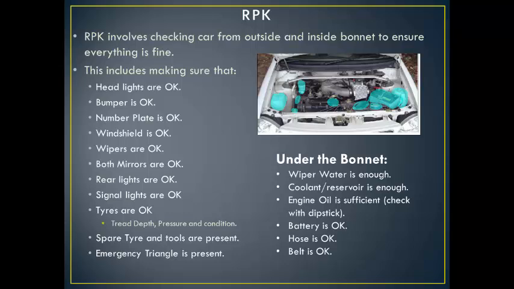Once you have tested it, then you will check the bumper is okay, the number plate is okay, it should be readable and it should be present at least. Then the windshield is okay, wipers are okay, then both mirrors are okay. Rear lights are okay, signal lights are okay, tires are okay. When you are talking about tires, you will have to say that tread depth is okay, pressure in the tire is okay, and also the condition of the tire is okay, that the tires are not damaged. And the spare tire and tools are also present in your car.